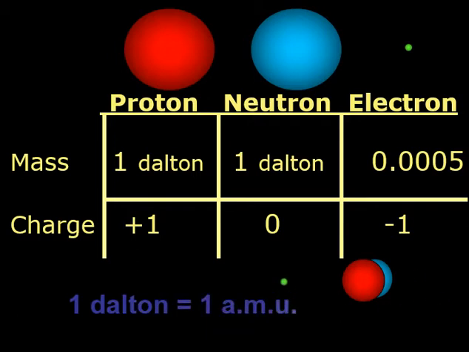The mass of a proton is 1 Dalton and it has a single positive charge. The mass of a neutron is the same as the mass of a proton, which is 1 Dalton, but the neutron has no charge. The mass of an electron is much less than that of the neutron and proton, and it has a -1 charge.